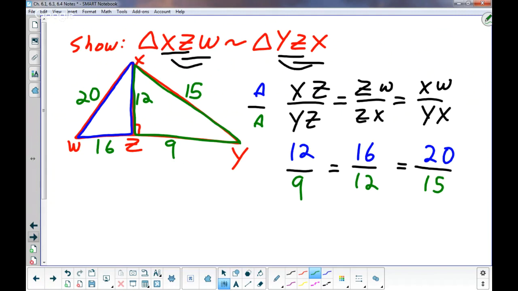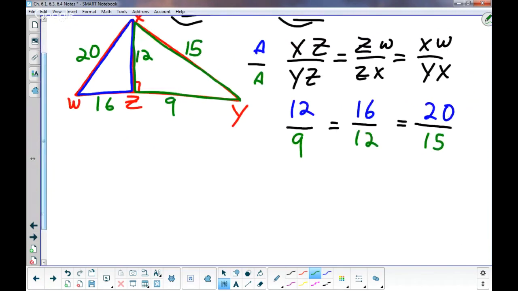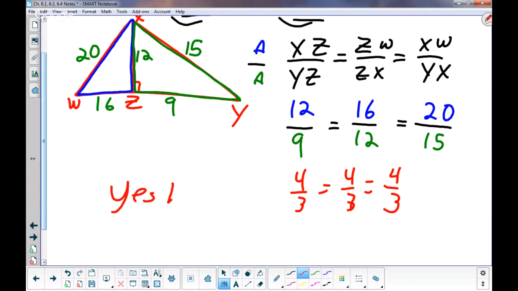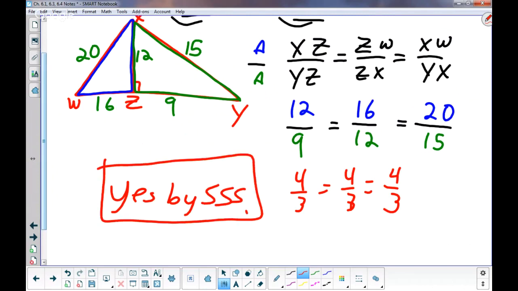All right, and at this point, guys, all we have to do is say, what are my ratios? 12 and 9, both divisible by 3. That's 4 over 3. 16 over 12, divided by 4, is 4 over 3. 20 over 15, divided by 5, that's 4 over 3. Since they all have the same ratio, are the two triangles similar? Yes. And we can say yes by side, side, side. And then we're done at that point. There's my reasoning. I showed my work, and there's my reasoning. Yes, by side, side, side.